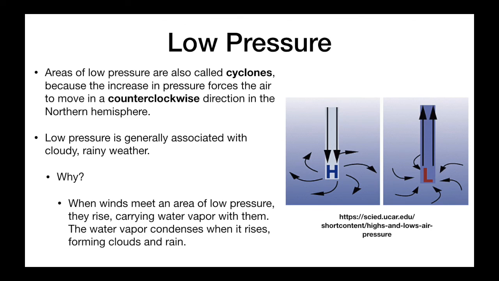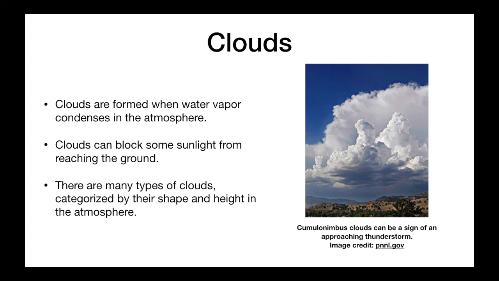And the reason for that is that when you have wind coming in and it meets an area of low pressure, those winds and that air rises and it carries water vapor with it. Whatever water vapor was being carried by that wind rises also. And when that water vapor rises, it starts to condense. And when water vapor condenses, it forms clouds. And eventually, if it condenses enough, those clouds will start dropping rain.